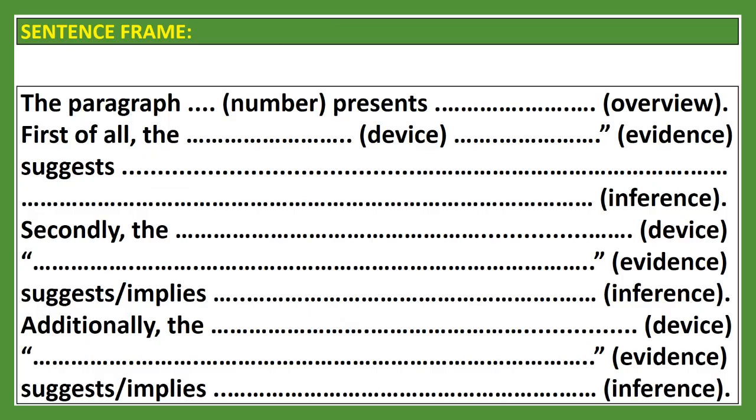Follow the sentence frame to conduct the language analysis, inserting the required information accordingly. Begin with the paragraph number. Proceed to provide an overview. Next, include the gathered information about the device for the first section.